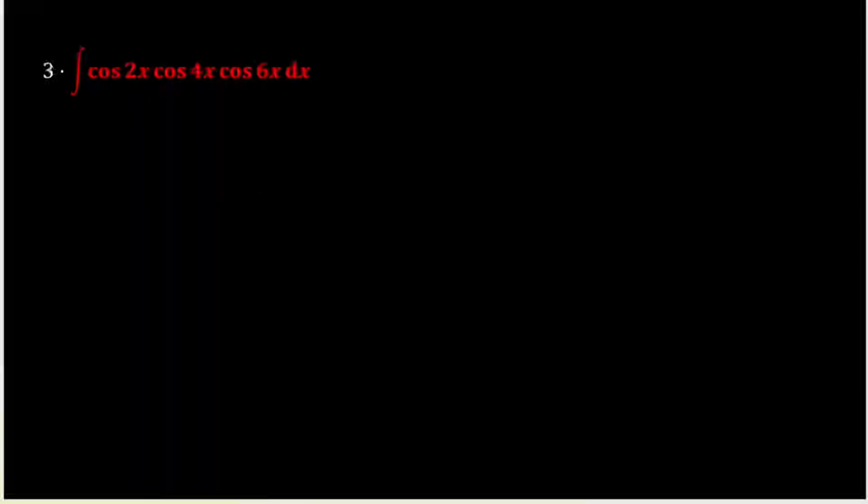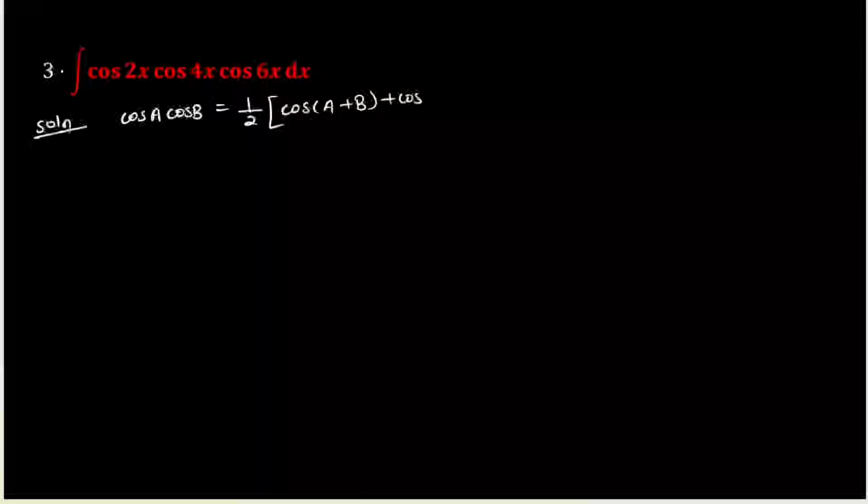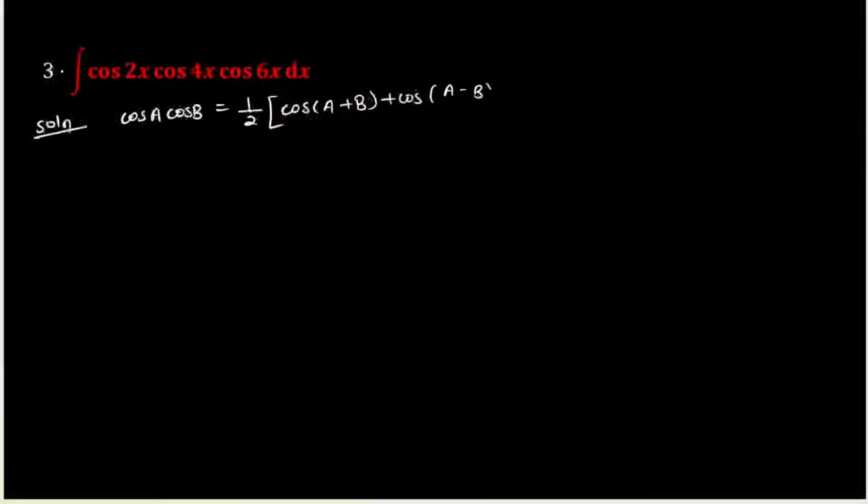Next problem. Also here we use the formula for cos A cos B, which is equal to 1 by 2 times (cos(A plus B) plus cos(A minus B)).